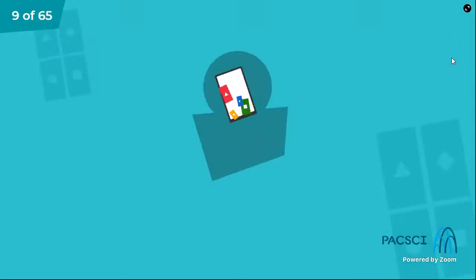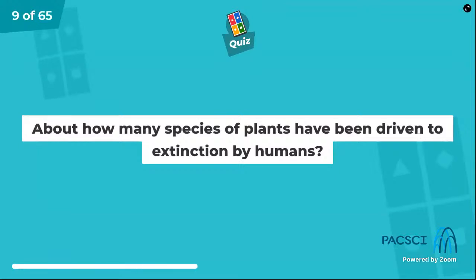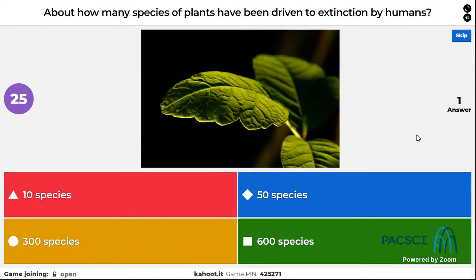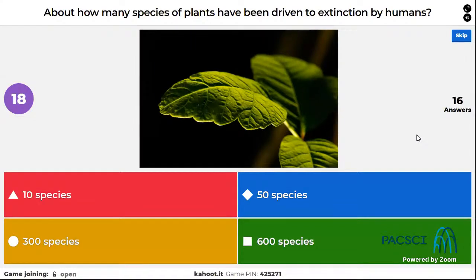How many species of plants have been driven to extinction by humans? Is it 10 species? Is it 50 species? Is it 300 species or 600 species? How many species of plants have been driven to extinction by humans? I show about 5 seconds left. I think all of our answers are in.